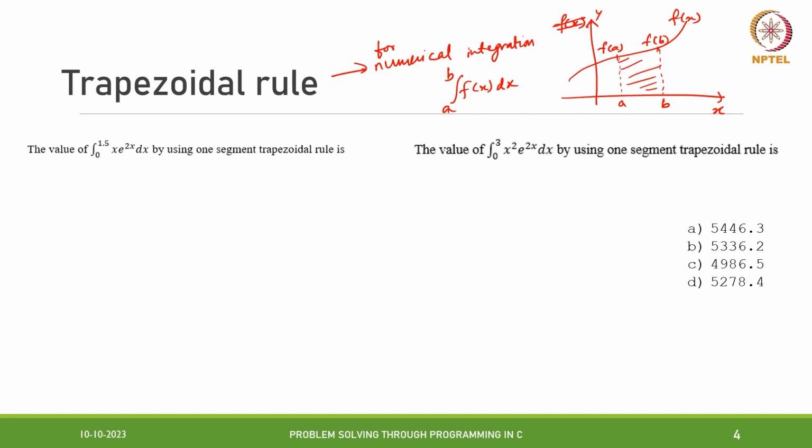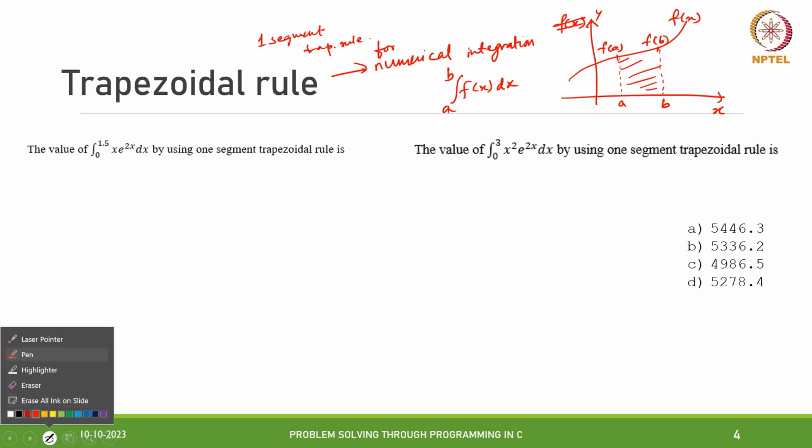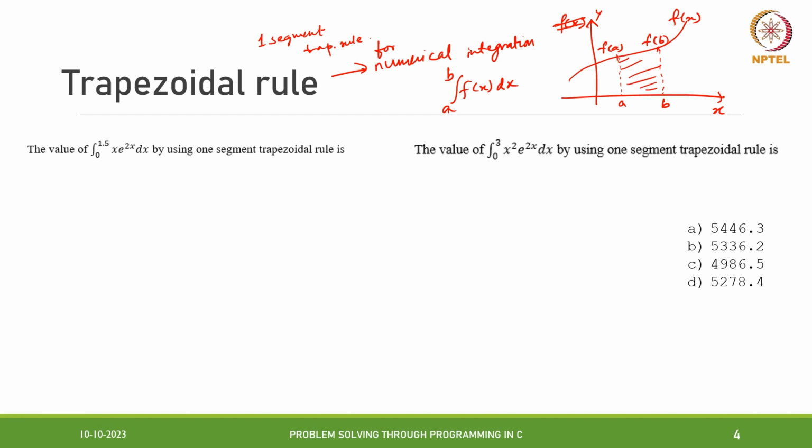So what the trapezoidal rule says is that if I am considering one segment trapezoidal rule, that means I will say that this is a trapezoid. I'm assuming this to be a trapezoid like this. Okay, this is the trapezoid. So it's roughly, I mean, it can be a bit different. This is a one segment trapezoid. One segment means between a and b there will be only one segment. That is what it means by one segment trapezoid.